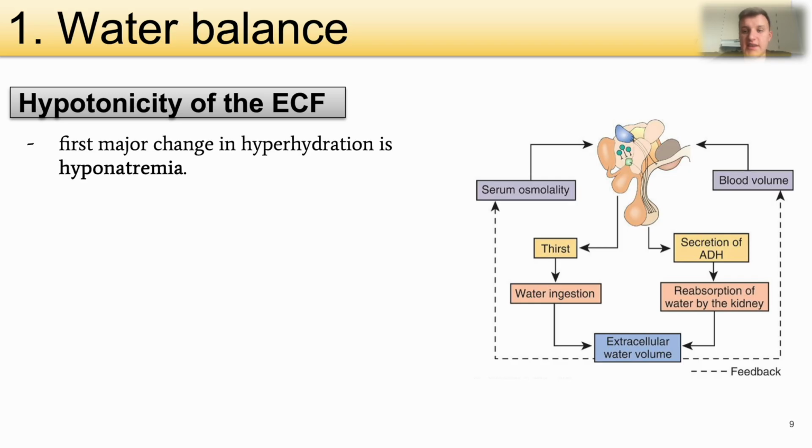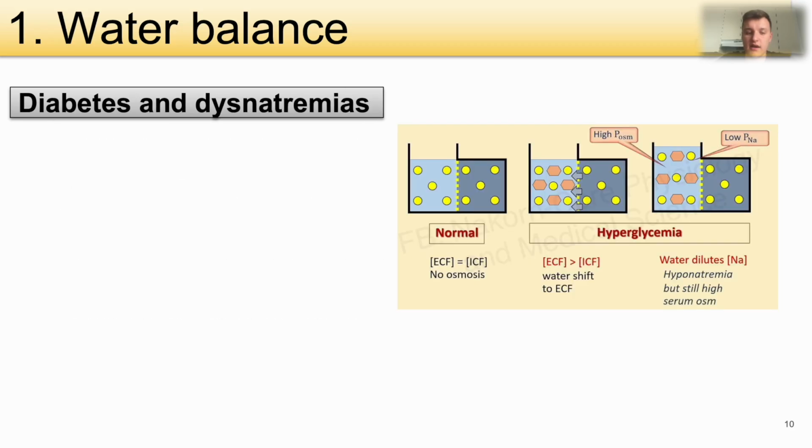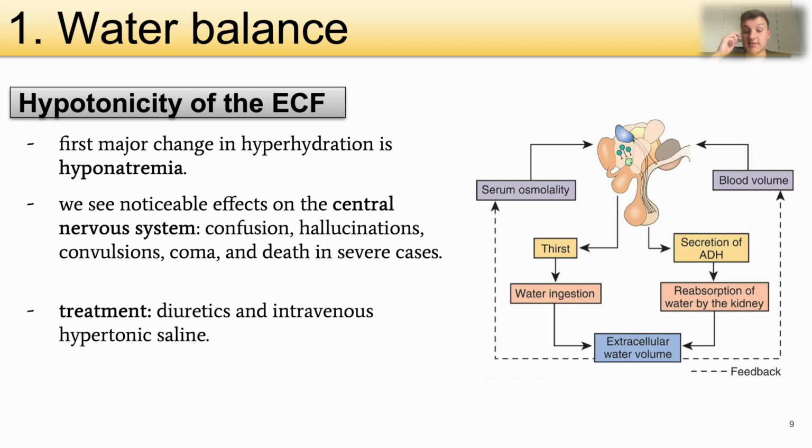Hypotonicity of the ECF. The first major change in hyperhydration is that you're going to get hyponatremia. We see noticeable effects on the central nervous system: a lot of confusion, hallucinations, convulsions, coma, and in severe cases, death. The treatment is diuretics. You're going to give some diuretics and intravenous hypertonic saline solutions.